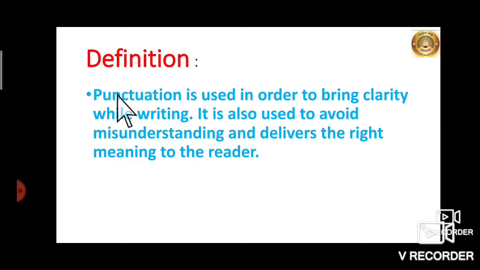Definitions. Punctuation is used in order to bring clarity while writing. It is also used to avoid misunderstanding and delivers the right meaning to the readers. Students, punctuation is the most important part of any language or anything that you write or read. It has full stop, it has capital letters, when you have to write the capital letter and when you don't have to write it, when to use comma, colon, exclamatory mark and interrogation marks.